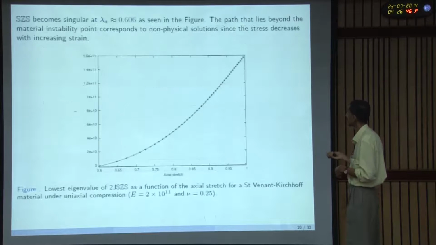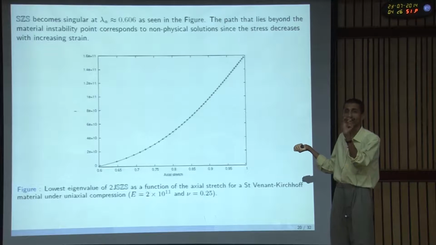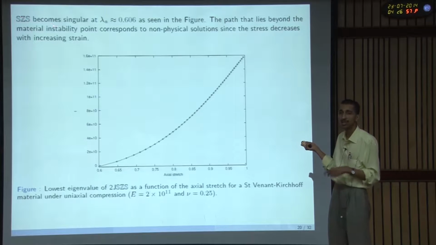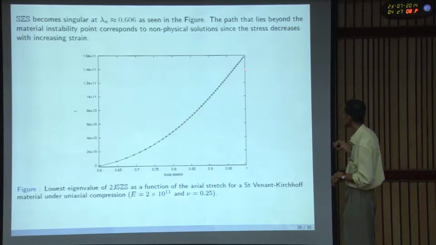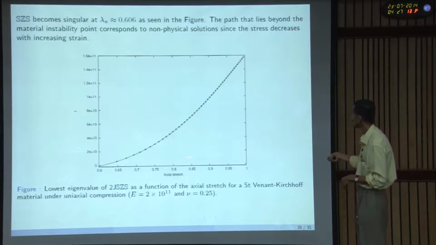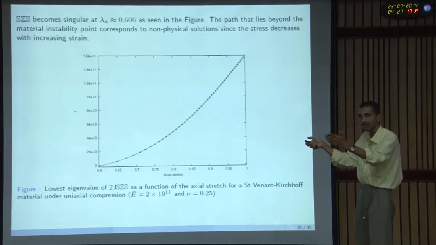Now let us see whether the proposed criterion is able to catch that there is a material instability here. As I said, you basically track the eigenvalues of this proposed tensor, which is this SZS. You can see that it becomes singular at this 0.606 here. That is exactly here. Actually, this is the reference configuration. I have drawn it in the reverse way. This is the reference configuration and this is the stretch. So as I go along this direction, I am compressing the material.